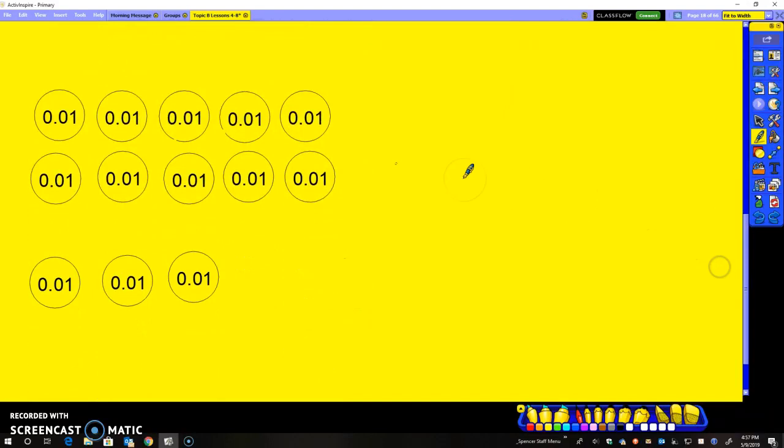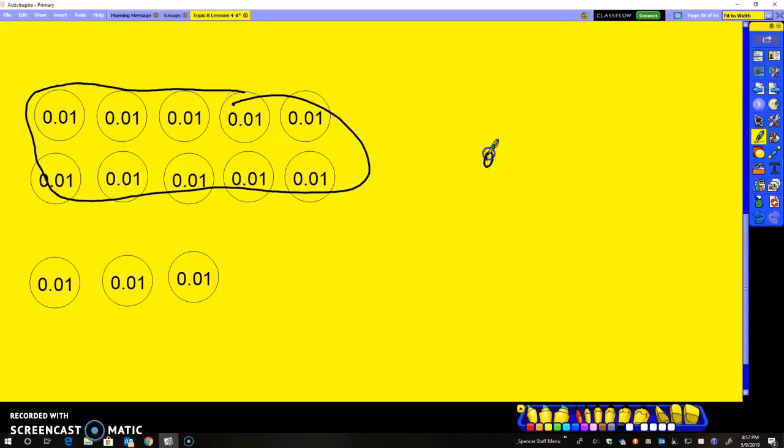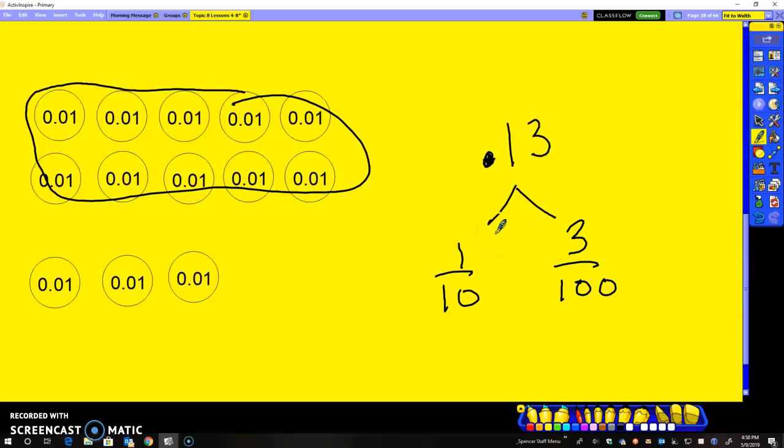Alright, just another quick example. Here we go. I've got a group of 10 here, and I know that 10 hundredths makes a tenth. So I have 1/10. This time I have 3 hundredths left over, so I have 13 hundredths. So 1/10, 3 hundredths, pretty easy peasy. I could show that this is actually the same as having 10 hundredths if that helps you. They're equivalent fractions, so that would work as well.